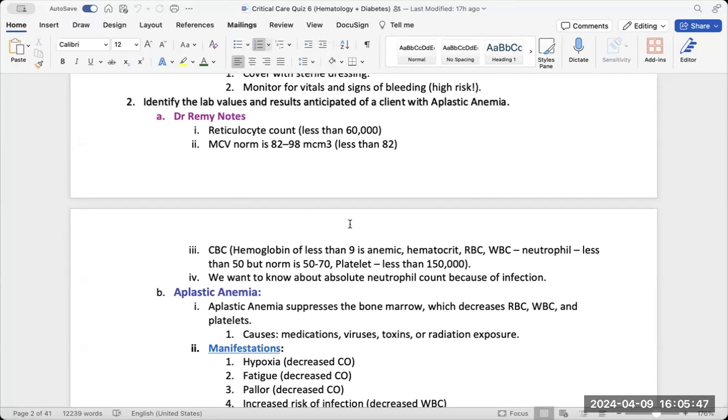So we're going to do the diagnostic test that we normally do for anemia, but in addition to that, we're going to get a CBC because we need to look at white blood cell count as well as platelets. Is there anything anybody else wants to add?